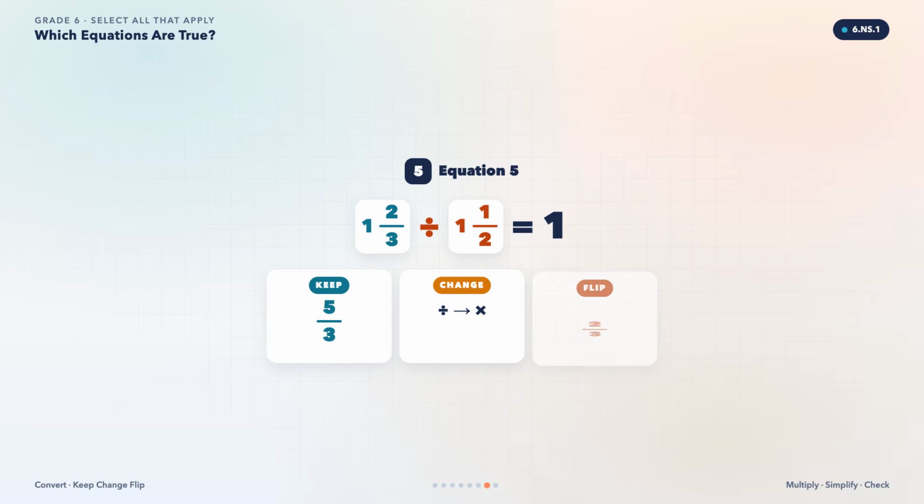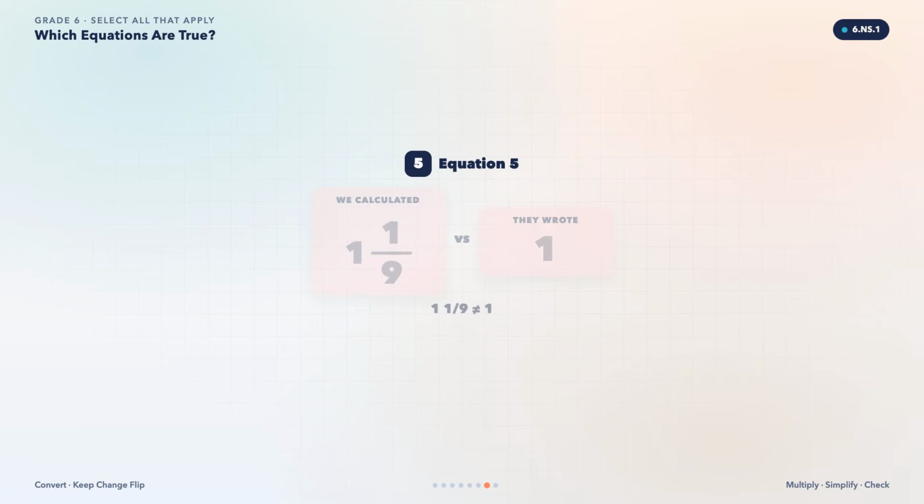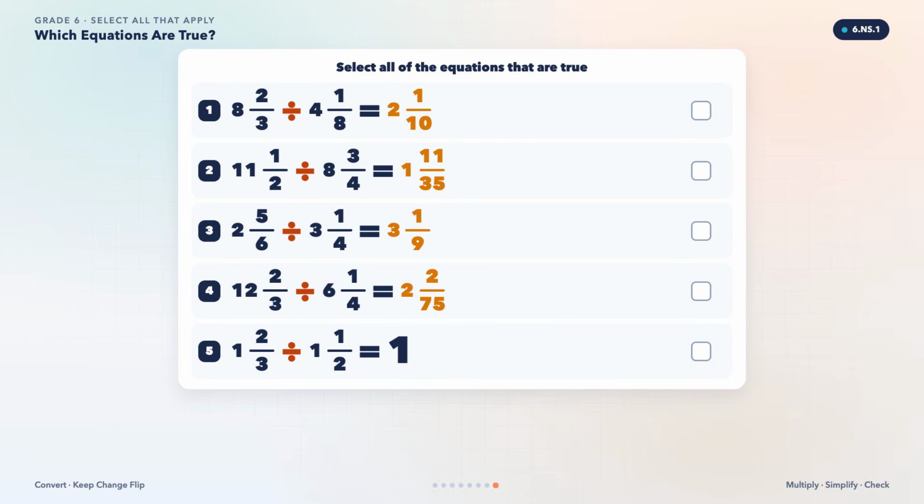Keep 5 thirds. Change to multiply. Flip 3 halves to 2 thirds. 5 times 2 is 10. 3 times 3 is 9. 10 ninths. That's 1 and 1/9, not 1. Equation 5 is false.